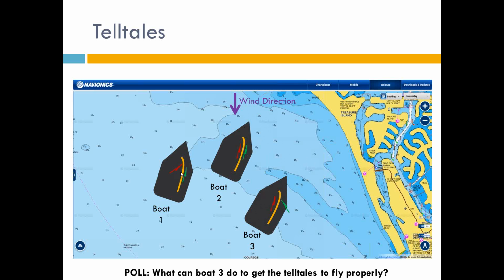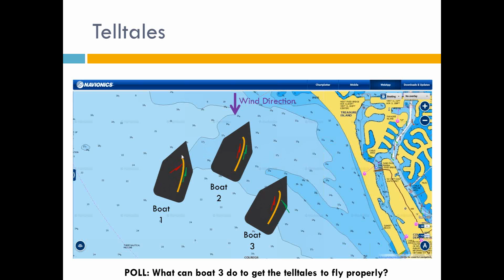We'll look at boat 1 now. Boat 1, we can see, is pointed a little bit higher than boat 2, and their red telltale is not flying back. It's not flying properly. So what are their two options? They can trim or they can steer. They can trim in the sail until that red telltale starts to fly.